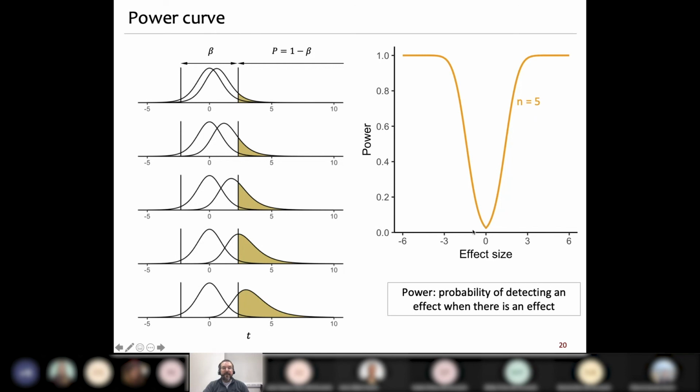When the effect size is very small, like in the case at the top, the power is also very small. And then when you increase effect size either in the positive or negative direction, the t-test is symmetric, it doesn't matter, your power goes up, and eventually when effect size is large enough, power reaches 1. You have 100% chance of detecting the effect. Once again, power is the probability of detecting an effect when the effect is real.